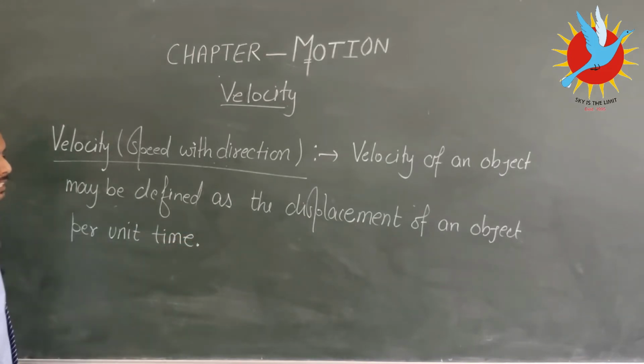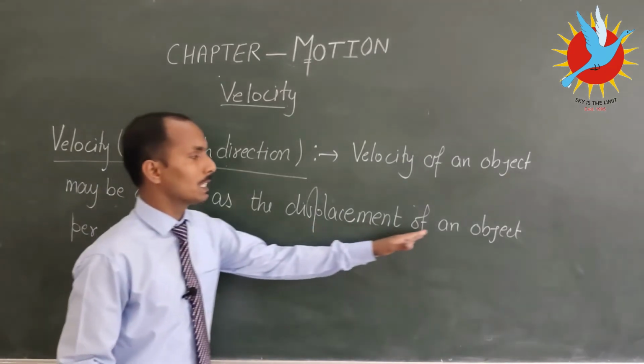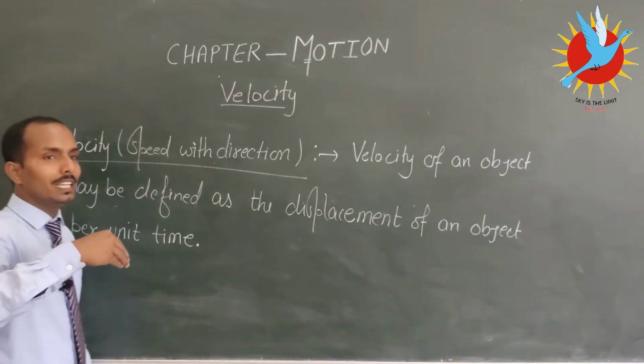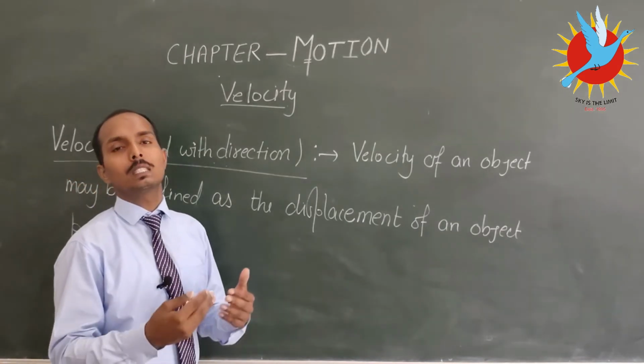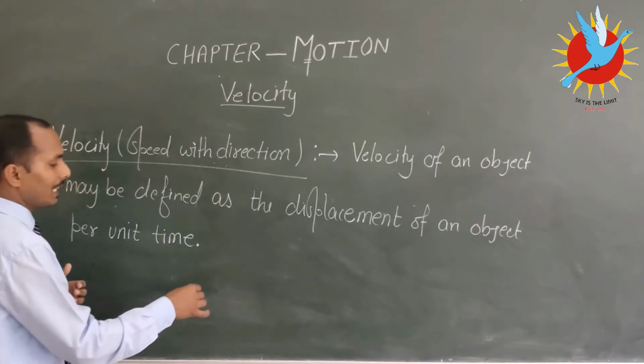Okay, per unit time. How can you define velocity? As the displacement of an object per unit time. It means in unit time, how much displacement is covered by an object.